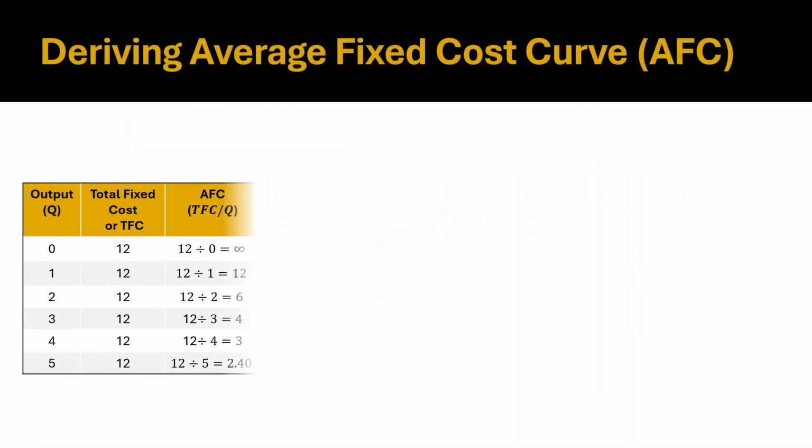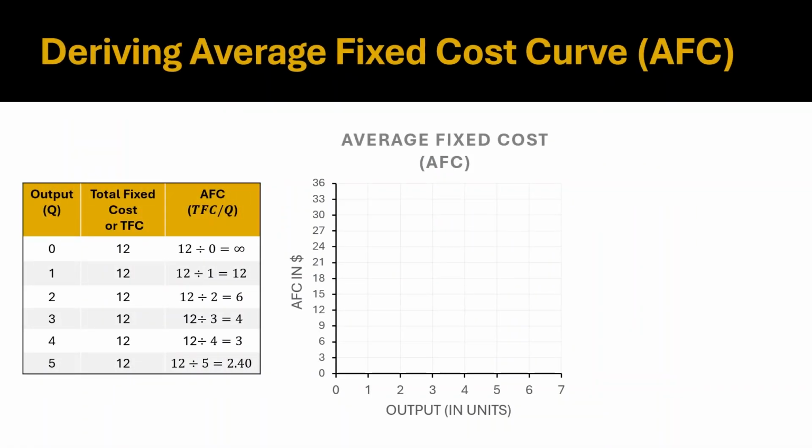Total fixed cost remains constant at all levels of output. When output increases, the same fixed cost is spread over more units. As a result, the average fixed cost curve keeps falling. Remember this, that the AFC curve slopes downwards because AFC falls with increase in output.